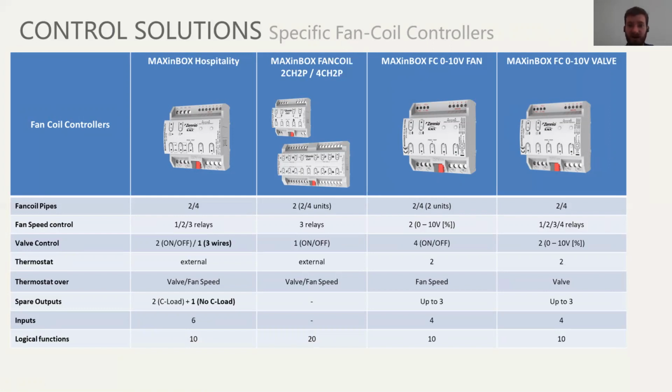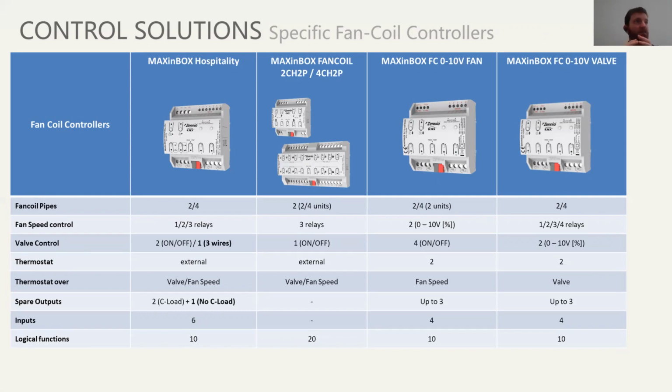Then we have Maxim Box Fan Coil, which is 2-channel 2 pipes or 4-channel 2 pipes. Maxim Box Fan Coil is just for 2 pipes with 3 relays, and the difference between them is just the number of fan coils you can control. The 2-channel 2 pipes would be for 2 fan coil units, each of them with 2 pipes and 3 relays for the fan speed. And the 4-channel 2 pipes is just to control 4 fan coil units, each of them with 2 pipes and 3 relays for the fan speed.